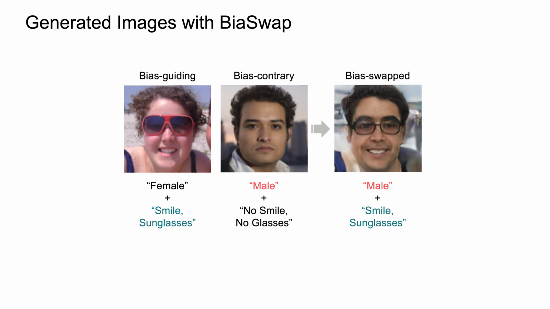As shown in the qualitative results, the generated images contain the bias attributes extracted from the bias-contrary images while maintaining the bias-irrelevant attributes from the bias-guiding images. For example, a young female in the first column is translated into a young male in the third column by reflecting the gender attribute from a young male in the second column, while retaining the bias-irrelevant aspects such as wearing sunglasses and smiling.